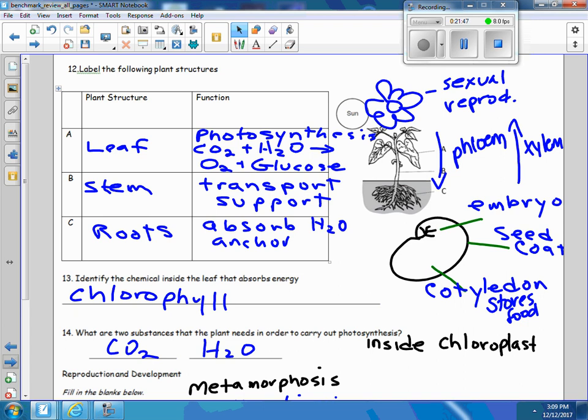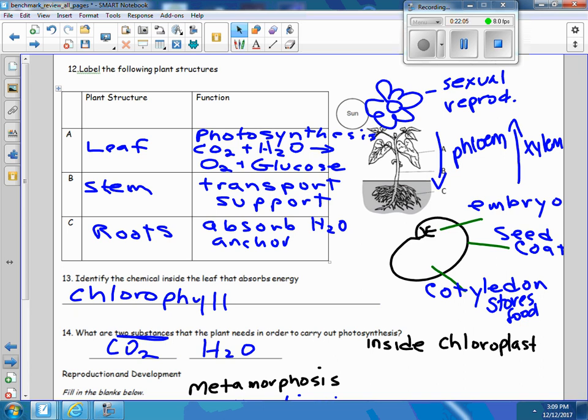The two substances, a lot of us got this wrong on the test. Substance means what? It means some form of matter. Energy is not a substance. It is a compound, element, or mixture as a substance. So the substances would be carbon dioxide and H2O.